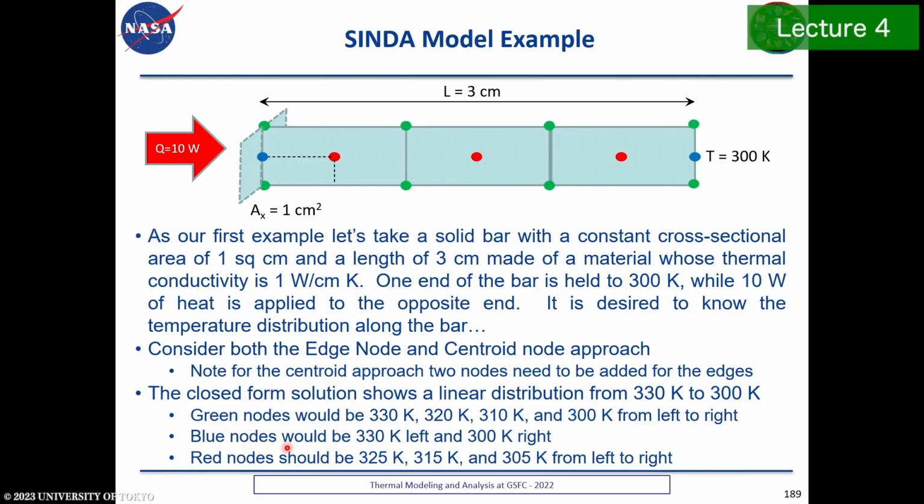All right, so let's go through a single model example. Basic conduction, 10 watts going in. We've got our distances here. The closed form solution would tell us what the temperatures need to be. So the green nodes would be at 330, 320, 310, 300. The red nodes would be 325, 315, 305. And the blue nodes are 330K to the left, 300K to the right.